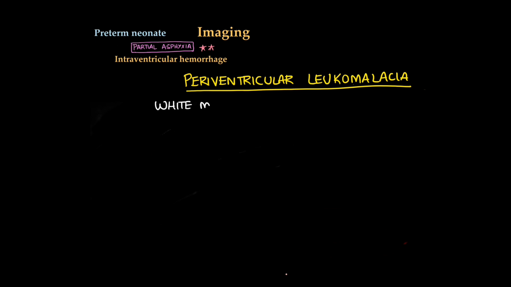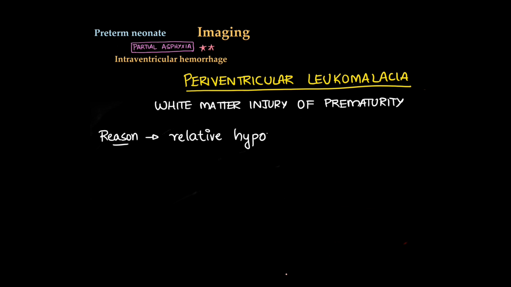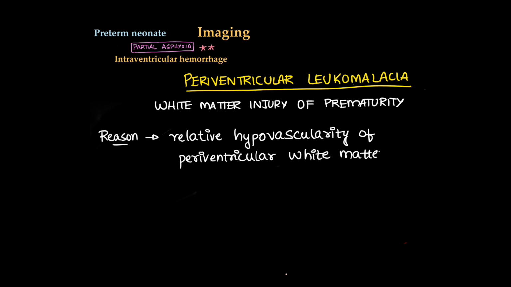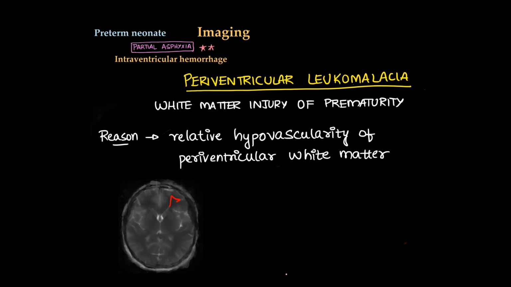Next most important subheading will be periventricular leukomalacia. This is also called as white matter injury of prematurity. The reason why periventricular areas are involved is because of relative hypovascularity of white matter along the periventricular regions. So that's why it undergoes hypoxia more. So most importantly affected areas are the trigones and the white matter adjacent to the foramen of Monro.